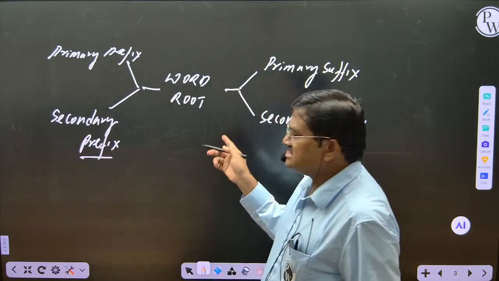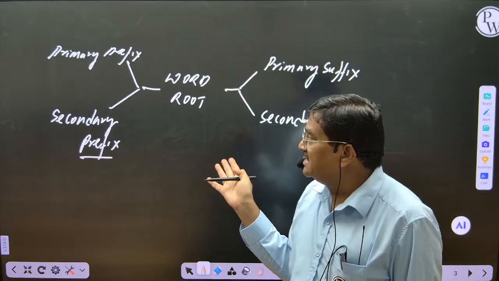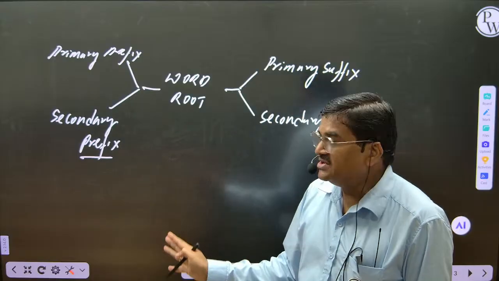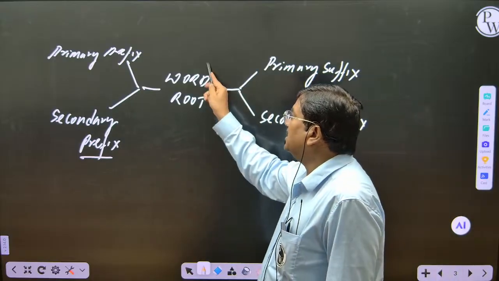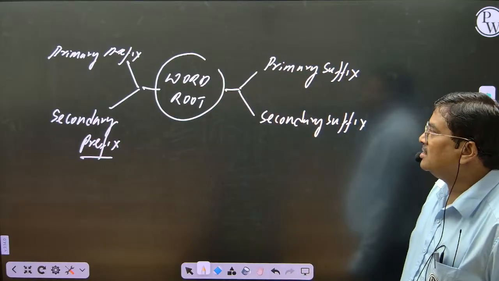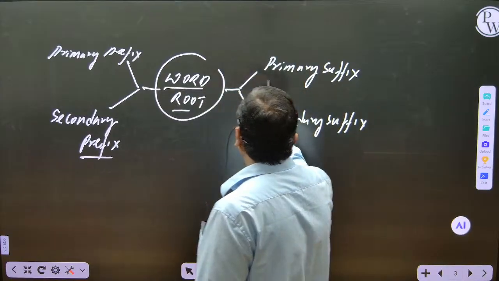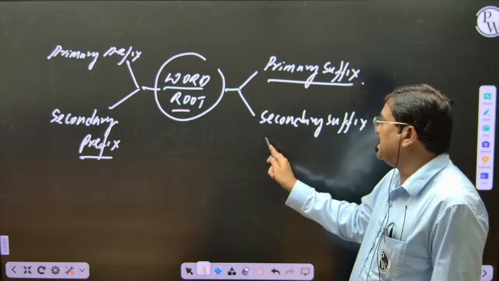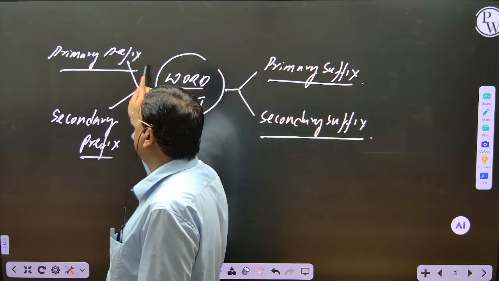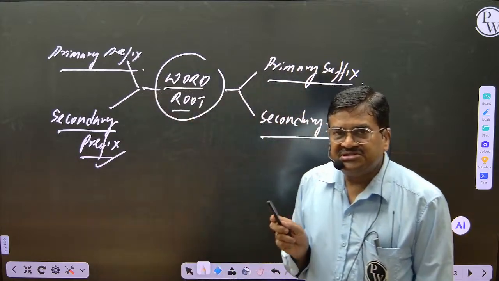Now today we have to discuss all this. What is word root? What is primary suffix? What is secondary suffix? What is primary prefix? And what is secondary prefix? We discuss all of it today. Now write the heading: word root. See, one is word root, followed by primary suffix. Primary suffix is followed by secondary suffix, and before the word root we have the primary prefix and secondary prefix. Understood, all of you?